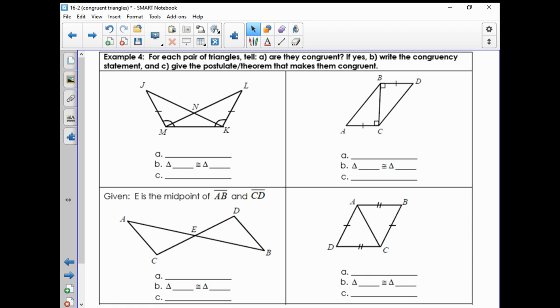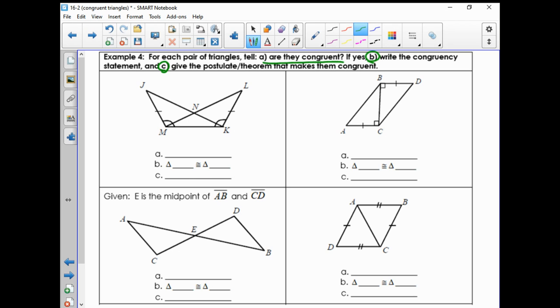All right, example 4. For this page, basically, you've got to tell us 3 different things. You're going to tell us, are these 2 triangles congruent? If you say yes, then you've got to keep going. If you say no, you're done. But if you say yes, then you've got to write the congruency statement and tell me why they're congruent.